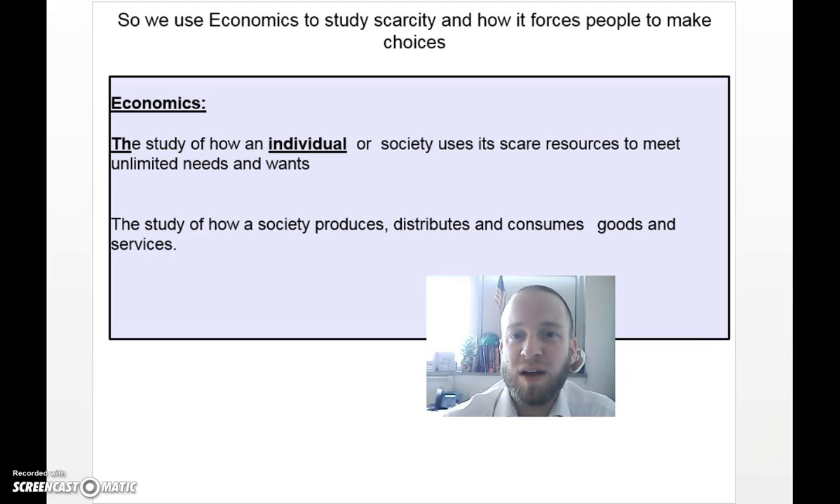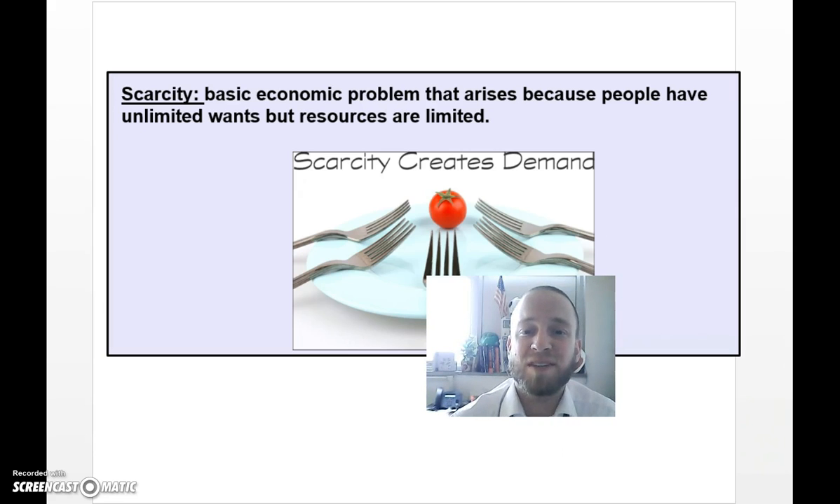Now, both of those definitions are important to understand. But if you can grasp the idea that economics is the study or the science of choice, how and why people and societies make choices, you're going to be good to go. Okay, but you have to understand that these choices we make are because of scarcity. Okay, and this is a basic economic problem. You have to understand that scarcity is always involved. And it arises because people, you and I, have unlimited wants, but our resources are limited. Okay, so it creates this idea of scarcity.